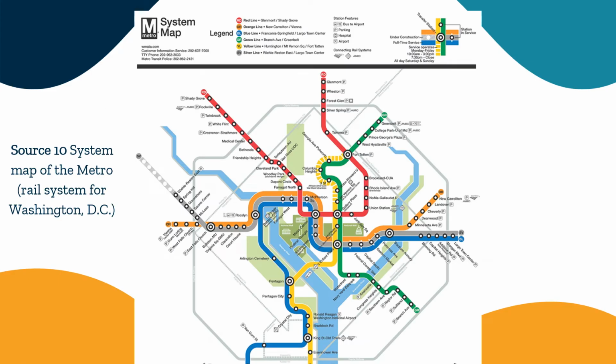For source 10, our first map, we are looking at the system map of Metro, which is the rail system for Washington, D.C. You can take a moment, pause, and jot down some thoughts of your initial observations of this map.